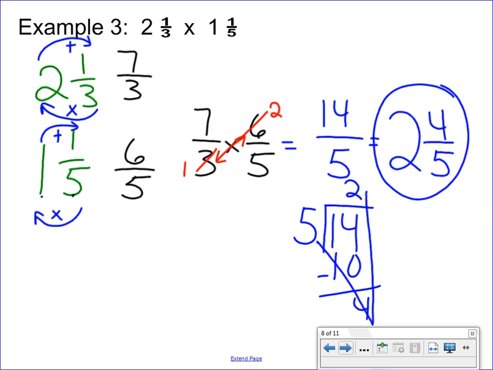Now, would I have gotten there from 42/15? Yes, if I do my division correctly, I would end up with 2 and 4/5. I'd actually have to simplify the fraction before I got to that point.